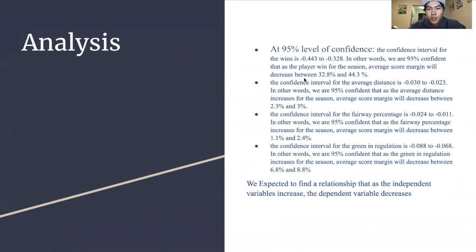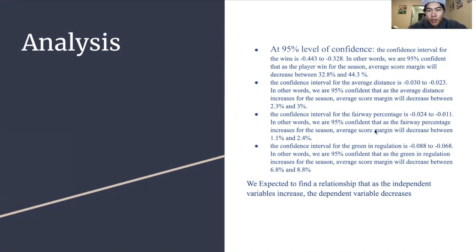And for the 95% level of confidence for average distance, the interval is negative 0.03 to negative 0.023. And we would say that we are 95% confident that as the average distance increases for the season, average score margin will decrease between 2.3% and 3%. The 95% level of confidence for fairway percentage is negative 0.024 to negative 0.011.